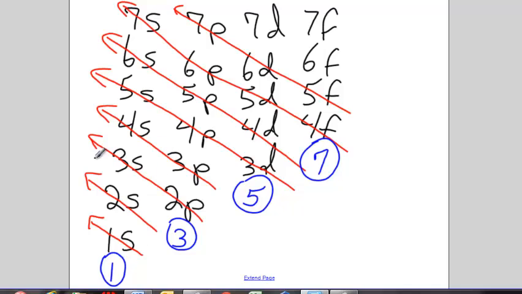So the maximum number of electrons that can be in an s sublevel is 2. The maximum number of electrons that can be in a p sublevel is 6. The maximum number of electrons that can be in a d sublevel is 10. The maximum number of electrons that can be in an f sublevel is 14.